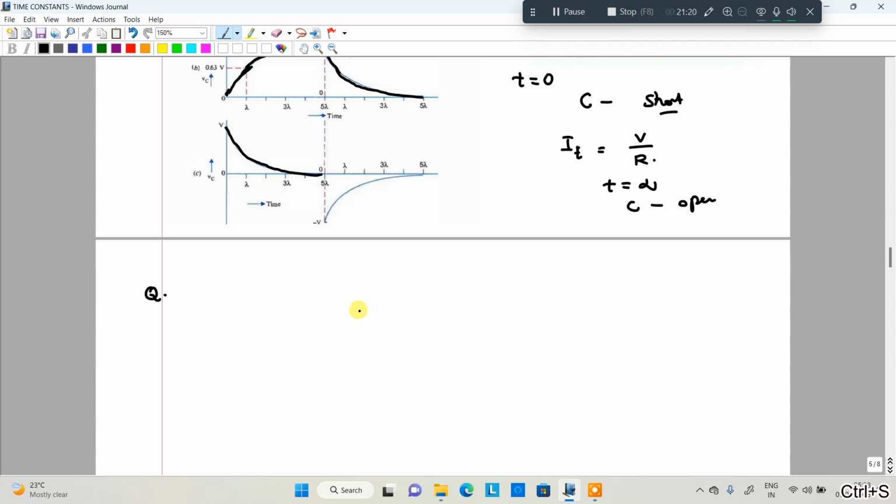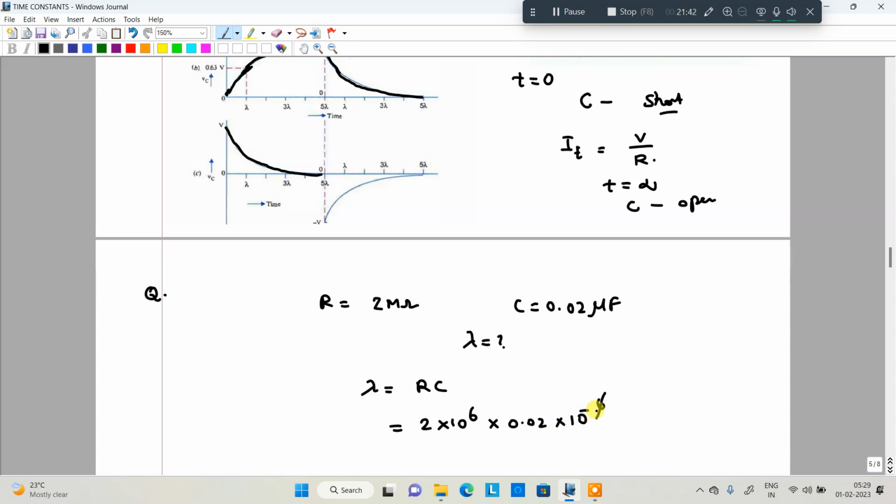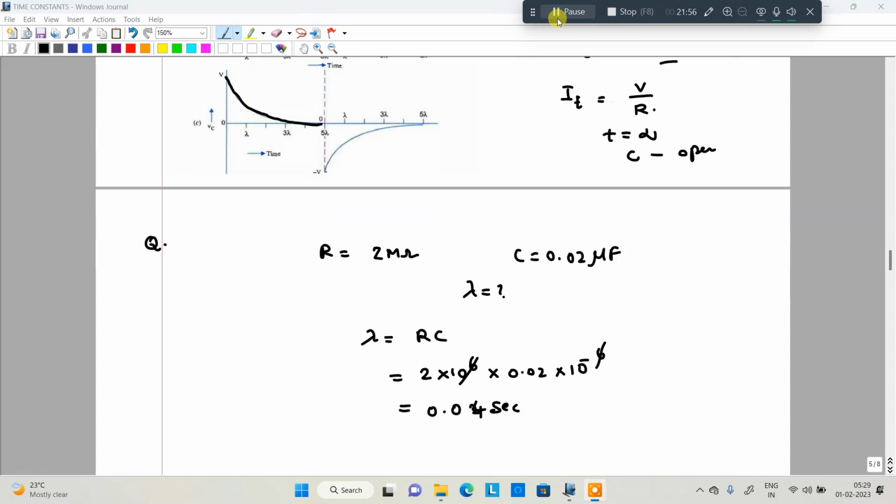Okay. For example, the resistance value R is equal to 2 megaohm and the capacitance is equal to 0.02 microfarad. What is the time constant? The time constant lambda is equal to RC. So 2 into 10 power 6 into 0.02 into 10 power minus 6. So these two get cancelled. You will get the value of the time constant tau is equal to 0.04 seconds. That's the time constant calculation.